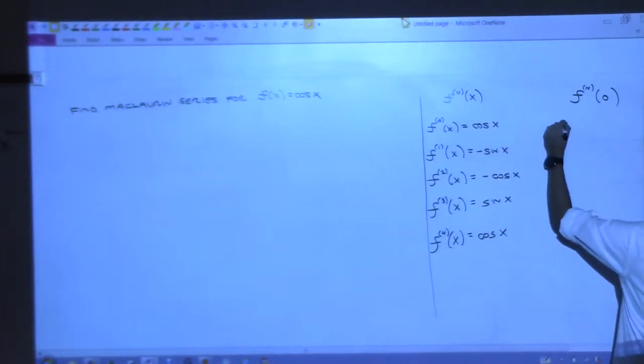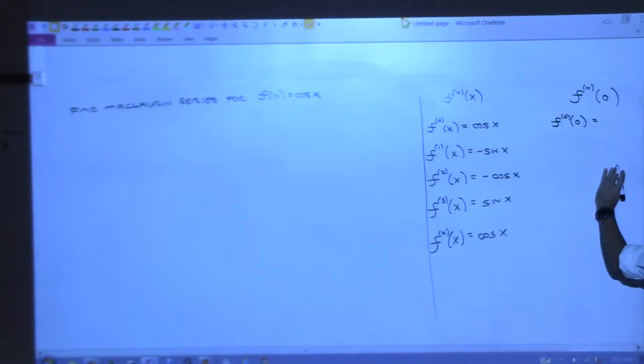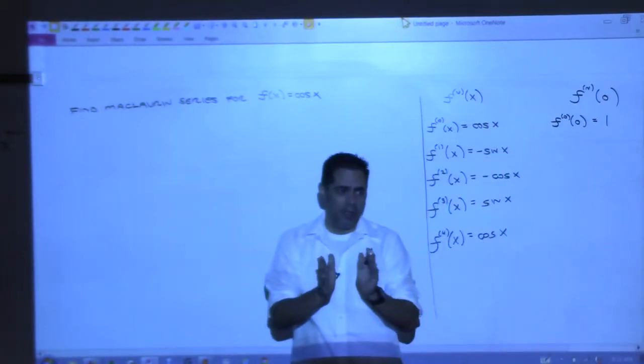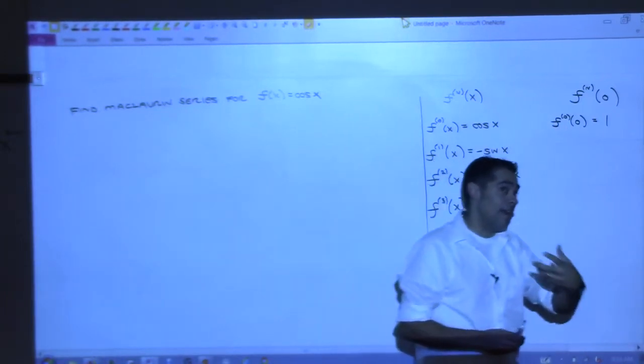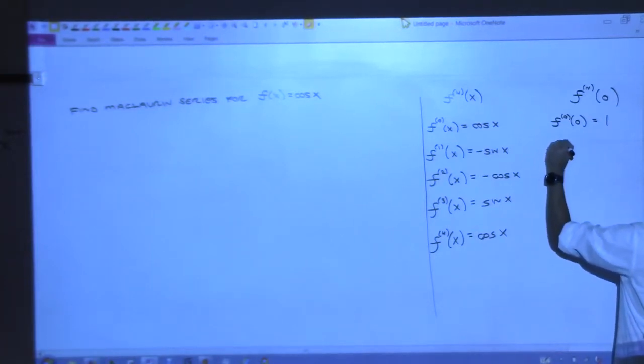All right, so what is the 0th derivative at 0? Cosine of 0. 1. Why am I plugging 0 in? Because it's a Maclaurin series, right? Always 0 in a Maclaurin series, all right? If this is a Taylor series, then they would have to tell us where they want us to look. So then you would not be evaluating at 0, you'd be evaluating at a, and that might be a little harder. Okay, so now, what's the first derivative at 0?